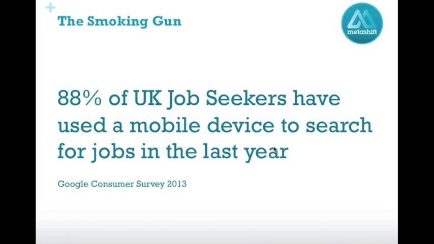What I find from most companies is their mobile traffic can be anywhere between 10% to 30, 35% on their corporate website. And that to me says they're not giving mobile job seekers the right experience, the right landing pages, or making those mobile job seekers find their information as easy as they can. Because you can see here that that statistic is amazing. 88% of UK job seekers. I'm never going to get tired of saying that. 88%.